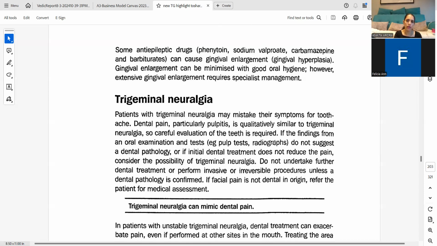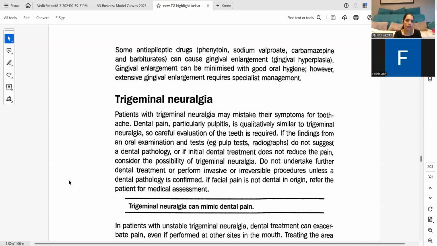So it is a very important area where they expect a distinction between odontogenic pain and non-odontogenic pain. Trigeminal neuralgia is a non-odontogenic pain which mimics dental pain. The patient feels that the tooth is aching because the nerve supply of the teeth is by the trigeminal nerve.